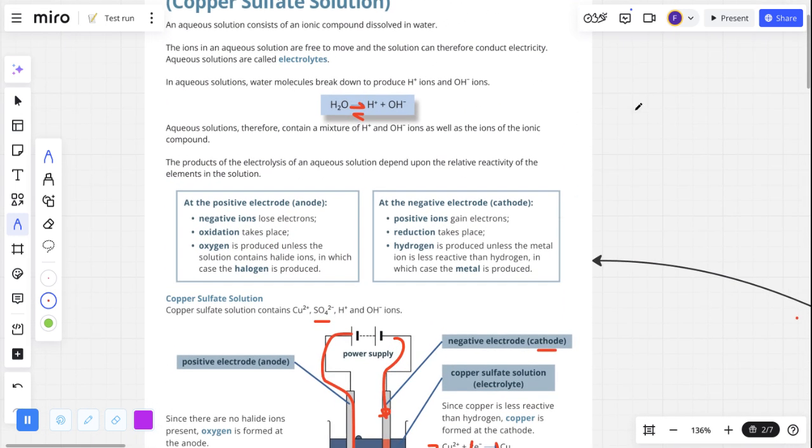Right. Okay, that explains electrolysis of copper sulfate.